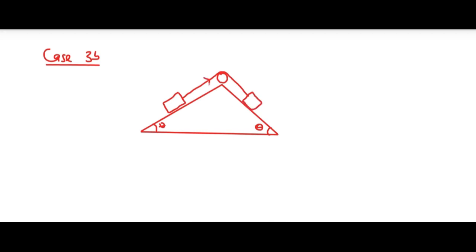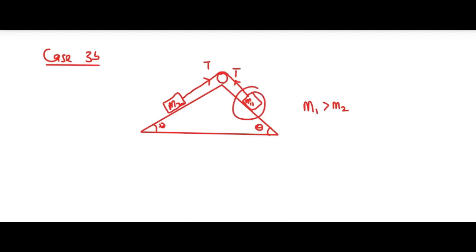Towards the pulley is your tension. And provided this is your M1 and this is your M2, where M1 is greater than M2, it means this side is heavier than the other side. So what happens to the weight of the body?